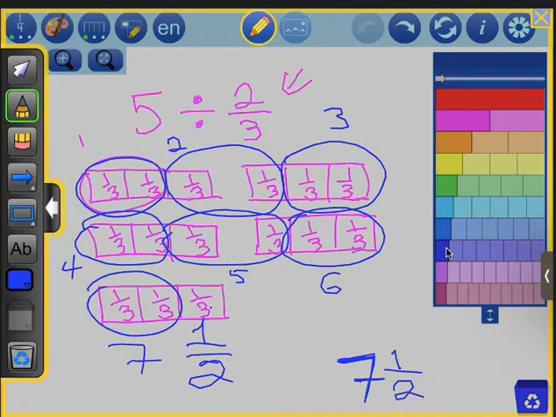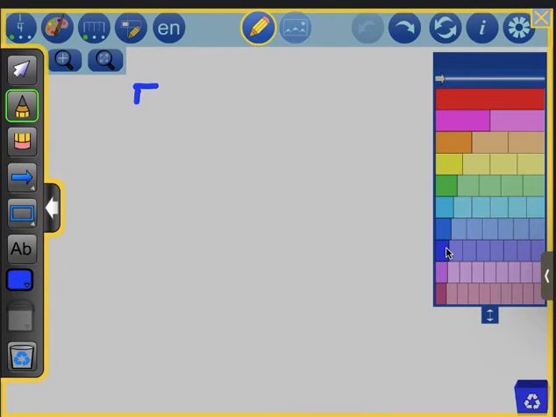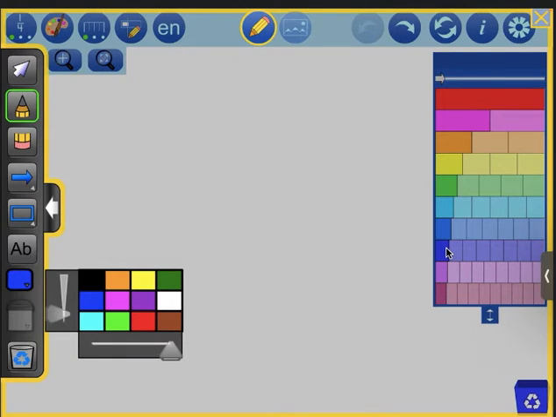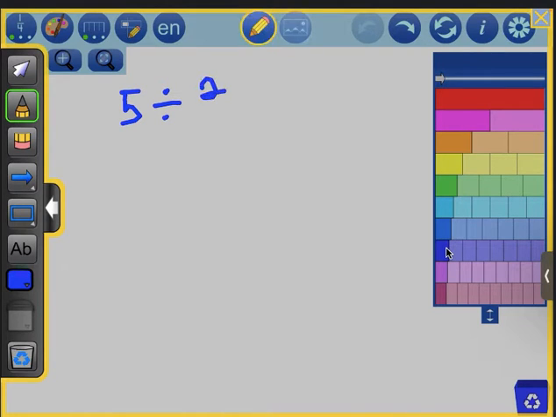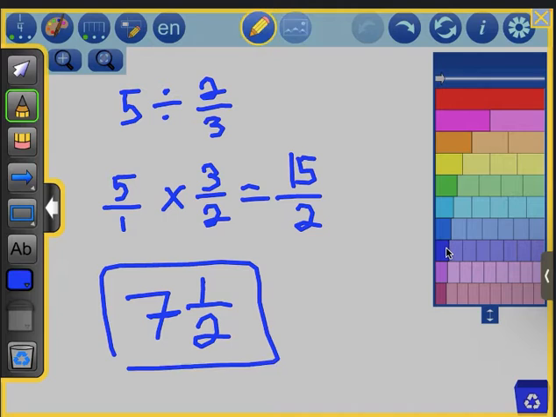Now, if I want to check this, I want to use the algorithm to check it. So 5 divided by 2/3. And we put the 1 underneath, right? Keep, change, flip. And we have 15/2. And 2 goes into 15 7 times, right? And there's 1 left over, and 2 is the denominator, so 7.5. So it checks out, right? This is our check.